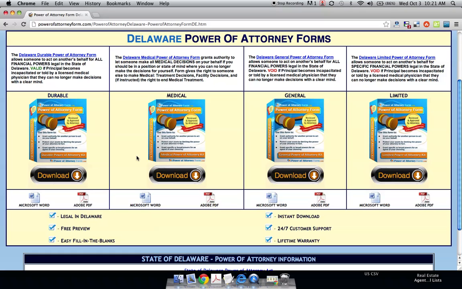So let's get started. All the way to the left is the durable power of attorney form, and this is the most common and most popular power of attorney form. Now, this form allows you to select someone else to act for you for any and all financial powers legal in the state of Delaware.